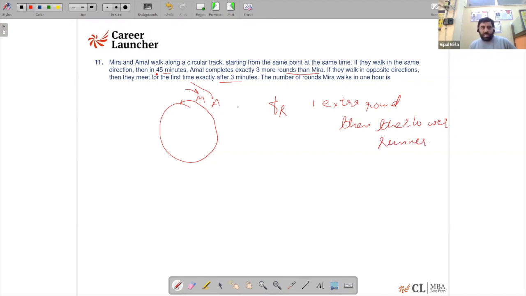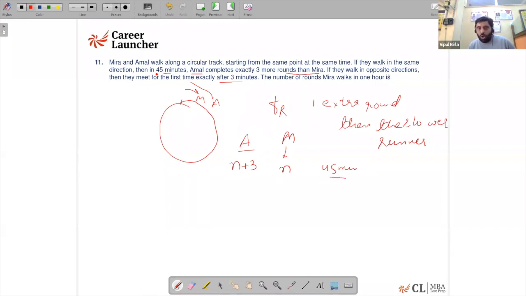So therefore, we can conclude that after 45 minutes, since the faster runner Amal has covered 3 more rounds than Meera, Amal and Meera must have met 3 times. In other words, if Meera has taken n rounds in 45 minutes, then the number of rounds taken by Amal in that span of 45 minutes will be n plus 3. So that's one piece of data we can obtain from this.